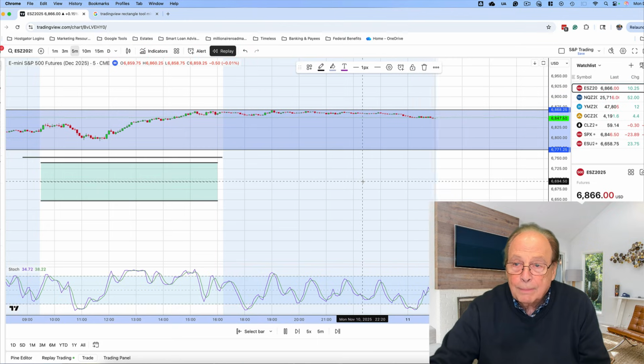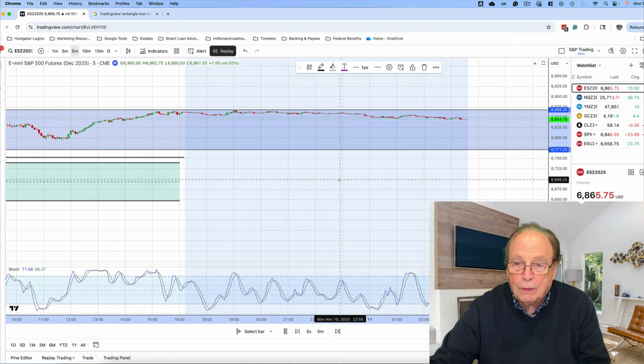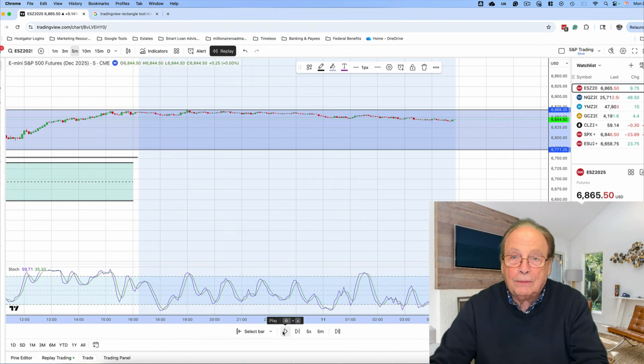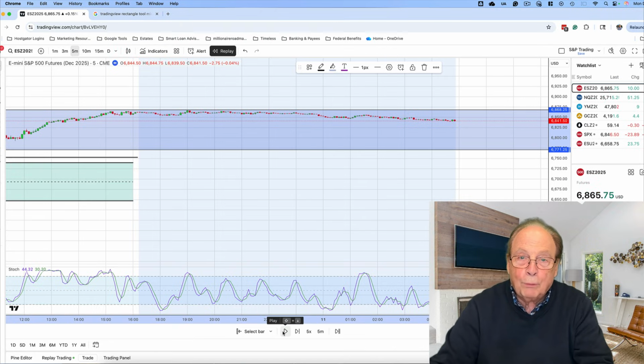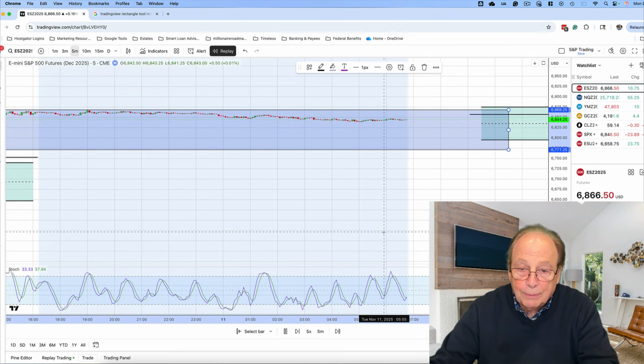All right. Now just for illustration, there are 25 points between each horizontal line on this chart. Okay, let me stop that here. Let that sink in. On this chart, there are 25 points between each horizontal line. So there are $1,250 between each horizontal line on this chart. Let's continue. Okay, we're on Tuesday now, November 11th.